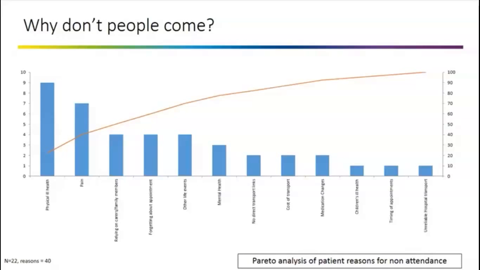But in this case that would be a squirrel or a small animal, because it will help the overall effect, but you'll get a much bigger impact if you focus on how we help the people that can't attend because of their physical health or their pain. So these are the elephants in this case, and these are the areas you would focus your initial improvement efforts on.